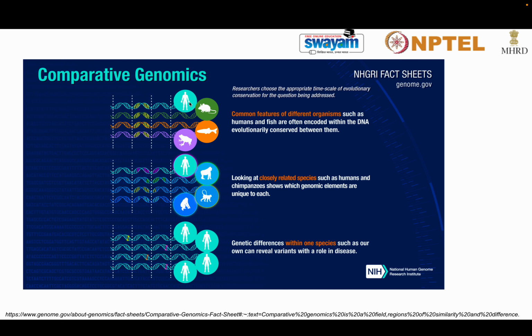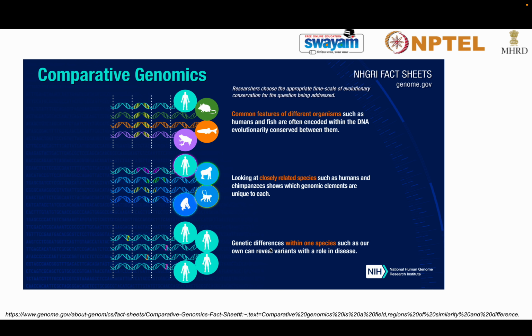In this, they have considered entirely different organisms, and they are looking for the common features which are present among them. For example, in human and fish, features are often encoded within the DNA evolutionarily conserved between them. Then what else can they do? They can also look at closely related species such as human and chimpanzees and show which genetic elements are unique to both. So earlier they were focusing on entirely different organisms. Now they are focusing on closely related organisms and identifying the regions which are leading to the uniqueness among all of them. So this can also be done with comparative genomics.